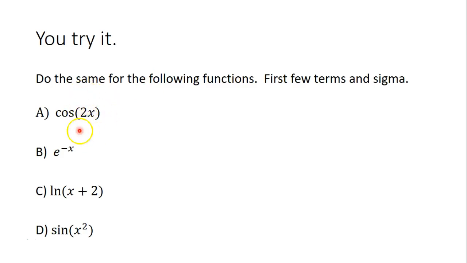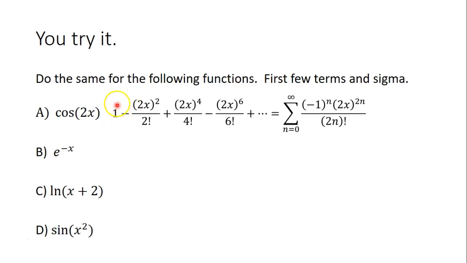So the way I think about this is you're replacing the x with 2x. Anytime you see an x in the formula for cosine, you're going to replace it with a 2x. Let me show what I mean. Cosine is 1 minus x squared, x to the 4th, and x to the 6th. So to make cosine of 2x, I replaced all those x's with 2x's. That's all there is to it.